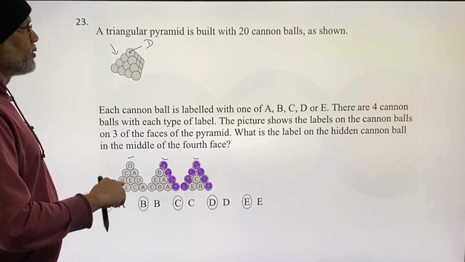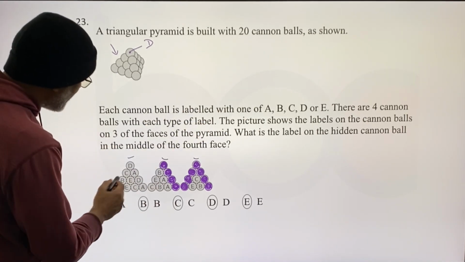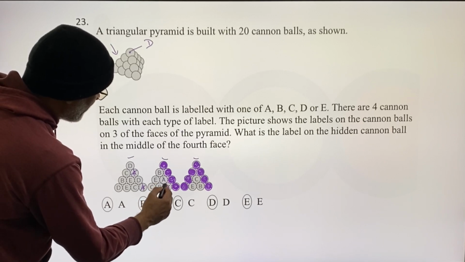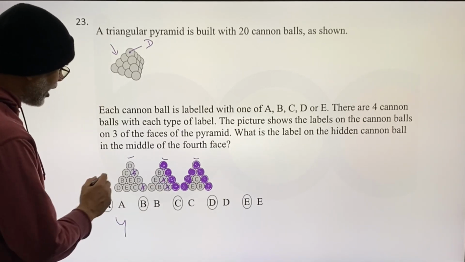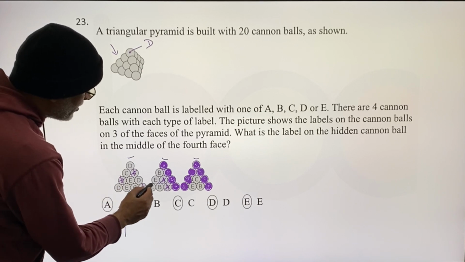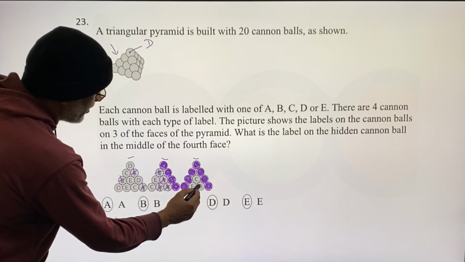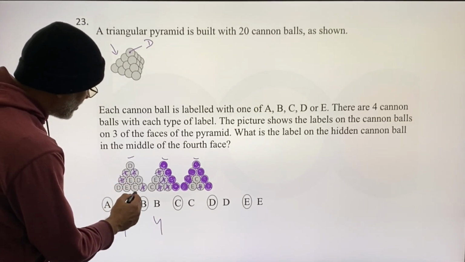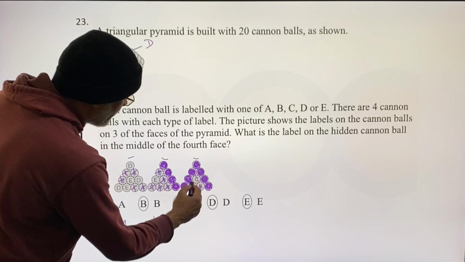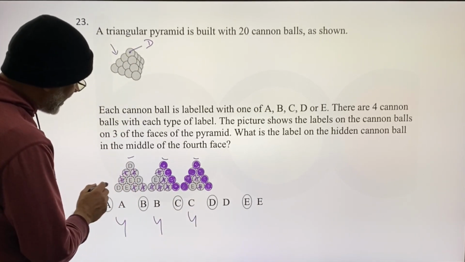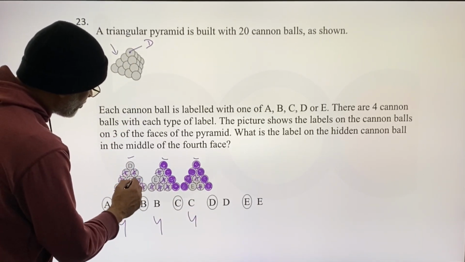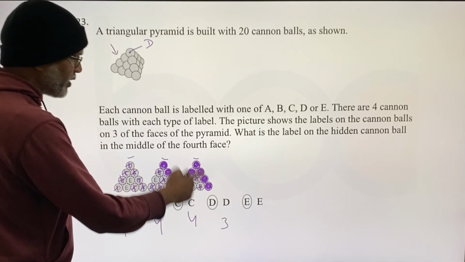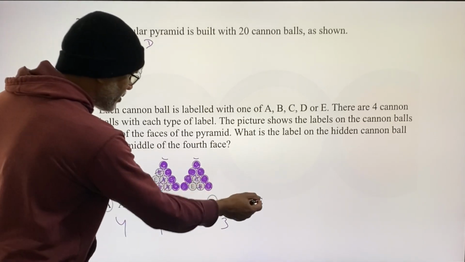Okay, now let's count it up. How many A's are there? There's 1, 2, 3, 4. So I see 4 A's. How many B's? 1, 2, 3, 4. 4 B's. How many C's? 1, 2, 3, 4. I see 4 C's. How many D's? 1, 2, 3. I see only 3. So again, we arrive at the same answer, but let's double check E.